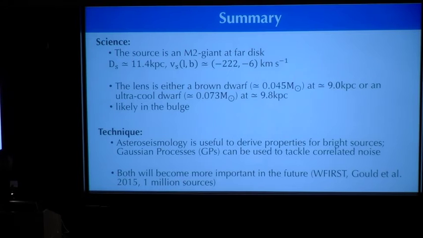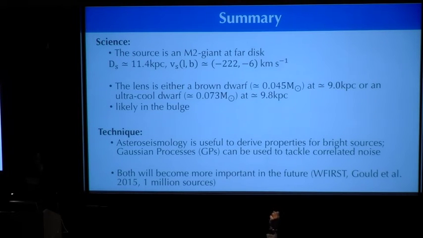I just want to end the talk by saying that asteroseismology is very useful to derive properties for bright sources, and Gaussian processes can be used to tackle intrinsic variabilities or correlated red noise, and both will become more important in the future, particularly for WFIRST, as Andy estimated, maybe 1 million sources will have seismology analysis results. And on that optimistic note, let me finish my talk. Thank you.